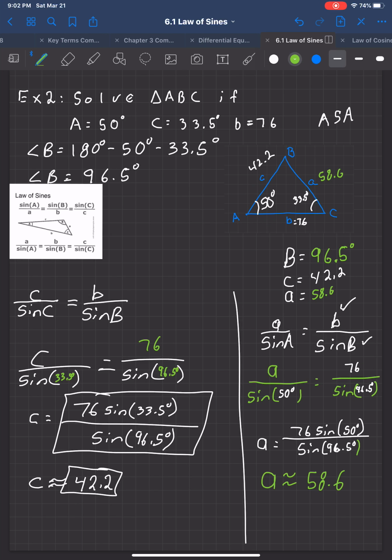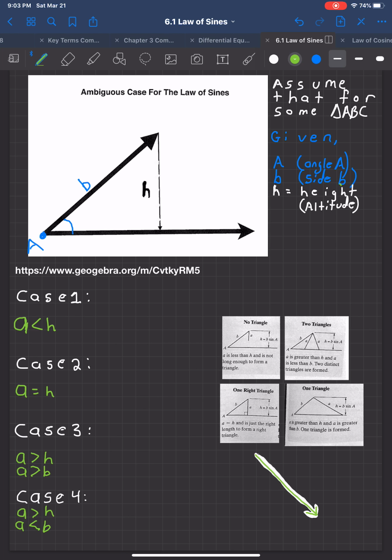Voila, we're done. All right, so we're going to conclude. We're going to let that be part A. When we come back, we're going to learn about this hard case where we have what we call the ambiguous case for the law of sines, and we'll get back to that in just a second in part B.